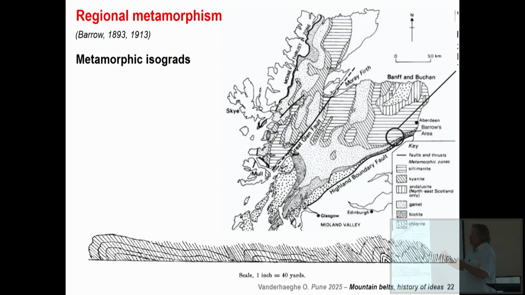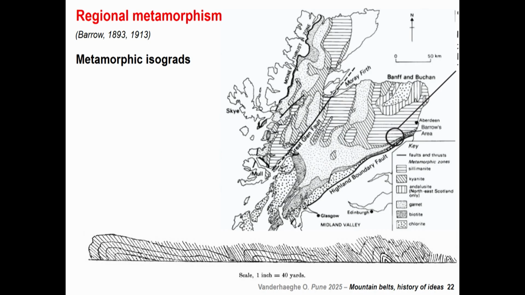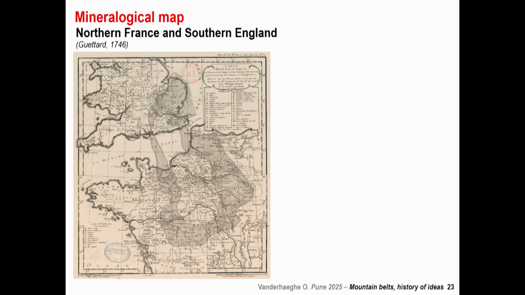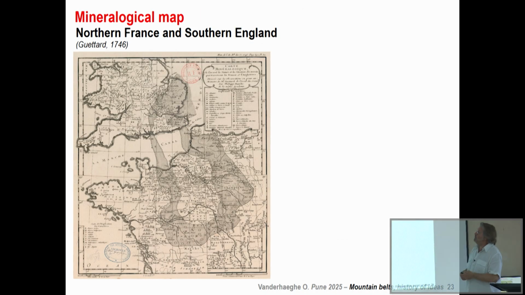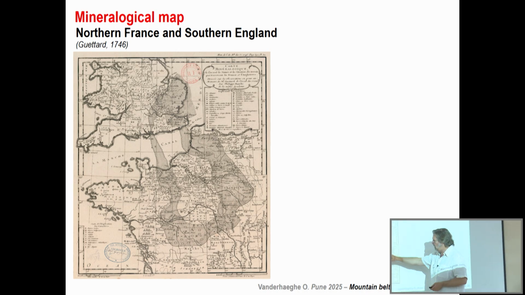Regional metamorphism was another way to explain metamorphic minerals, by Barrow in Scotland, where he identified different zones marked by the presence of different minerals: sillimanite, kyanite, garnet, biotite, chlorite. And he defined the metamorphic isograds with their relationship with structures, folded bedding and cleavage. And this now fed the first large-scale maps, in northern France and southern England, with the mineralogical map first, so the presence or absence of minerals.